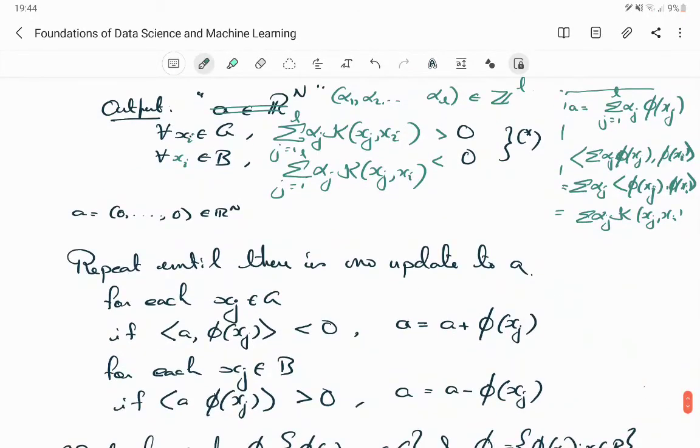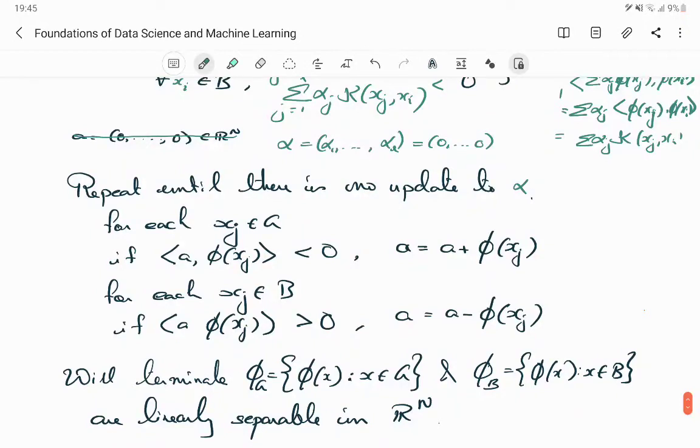Now again, since we cannot have this a here, instead we are going to have this alpha vector, which is alpha 1 all the way up to alpha L, so that a can be indirectly calculated from alphas using this, and this we initialize to the all zero vector. Now what do we do? We repeat until there is no update to the alpha vector. For each point xj in G, we try to compute this.